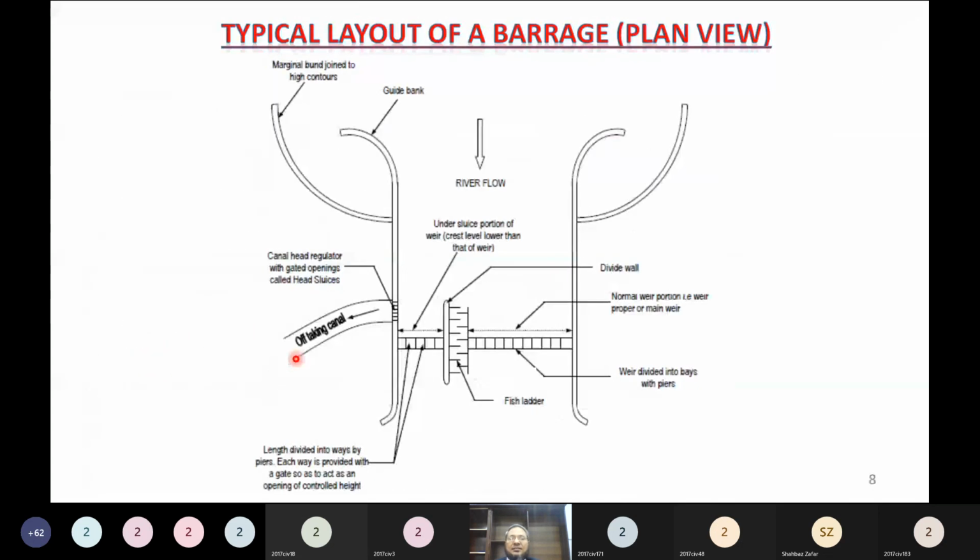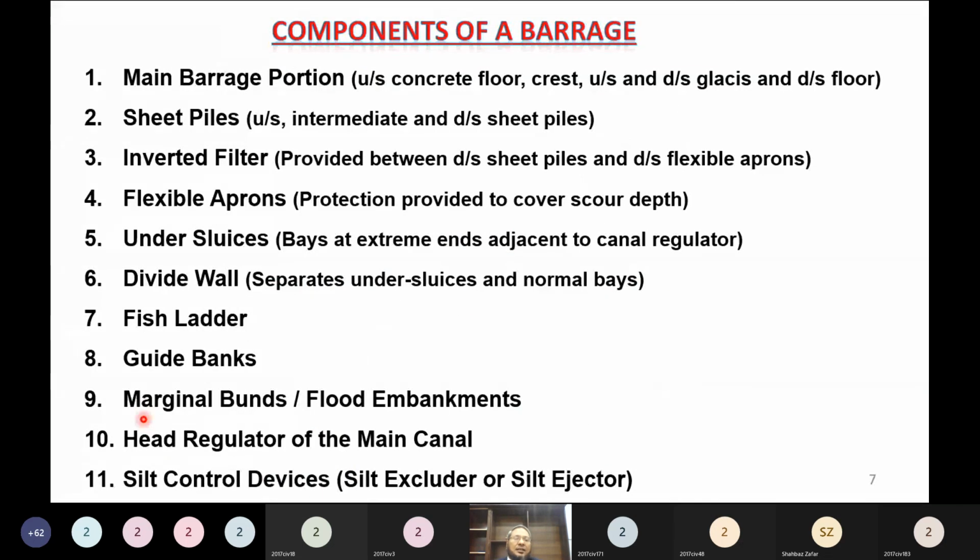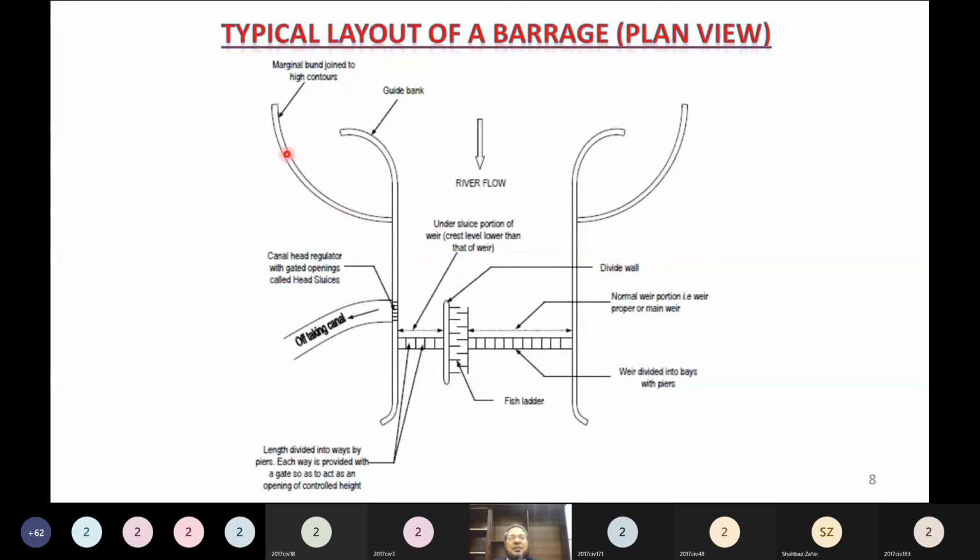So these are the guide banks. This is the guide bank, and this is also a guide bank, as this is the direction of flow of water. So this is the right guide bank, and this one is the left guide bank. And then marginal bunds are flood embankments, if you see here. So these are the marginal bunds. This is the right marginal bund, and this is the left marginal bund, because if this is the direction of flow, we have to stand here facing the direction of flow. So this is on our right hand side, this is on the left hand side.